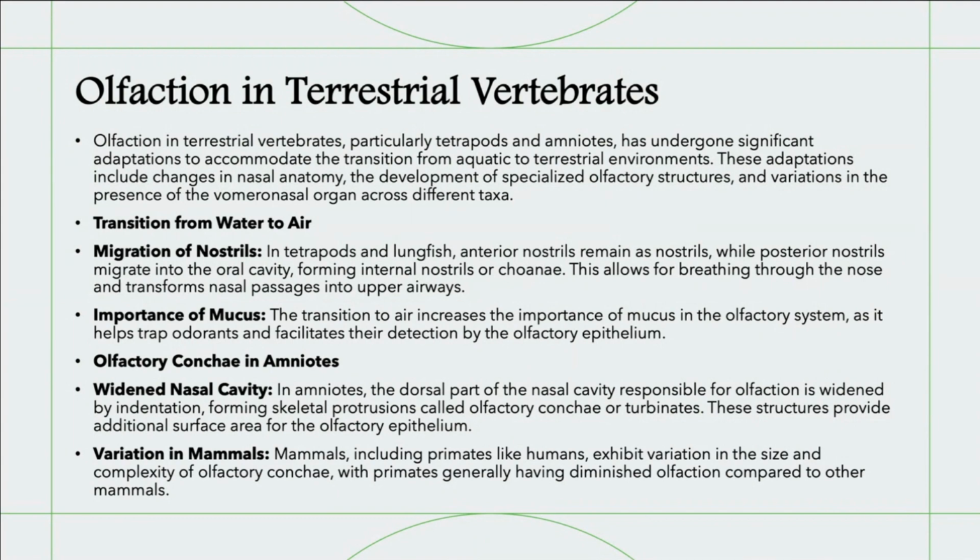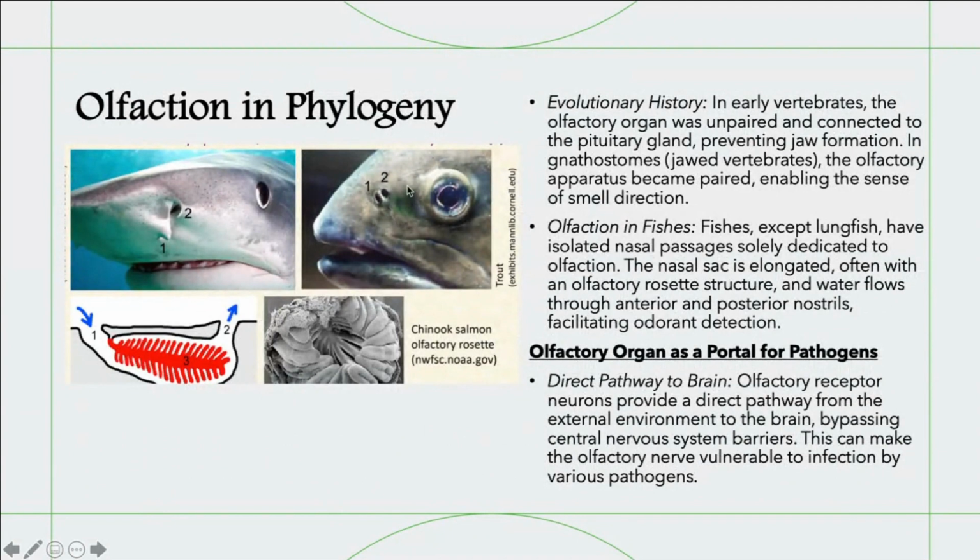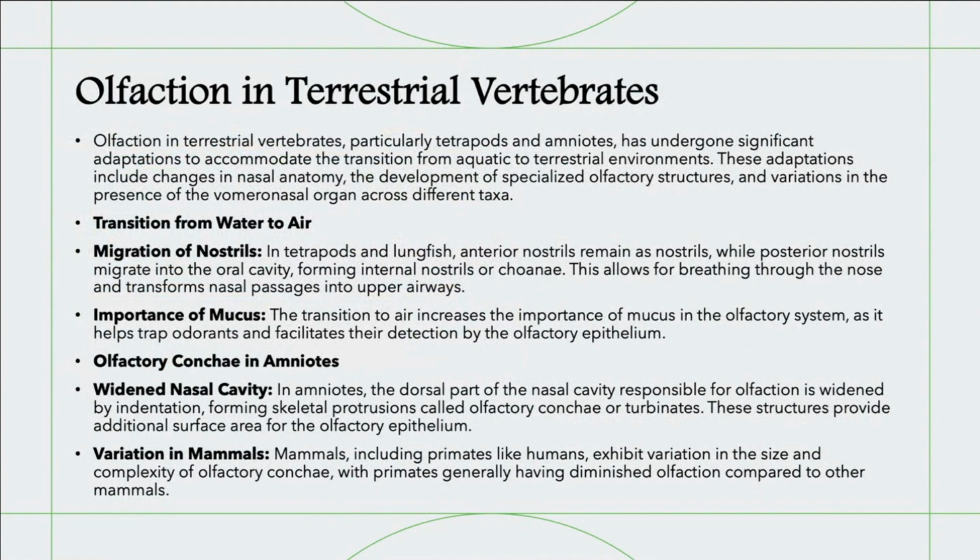So before this, the fish only had the anterior and posterior nostrils on the surface, like right here, rather than inside the mouth. These fishes would only have their olfaction organ as an organ for smell, rather than also as an organ for breathing or respiration. The transition to air increases the importance of mucus in the olfactory system, as it helps to trap odorants and facilitates the detection by the olfactory epithelium.